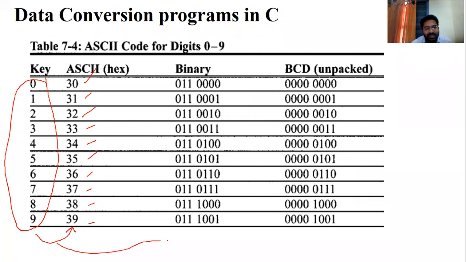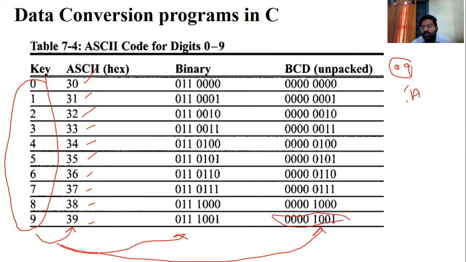Again, decimal to binary conversion, you know that. Then binary to decimal, and to unpacked BCD. Do you know what unpacked BCD is? Unpacked BCD means you can represent only the numbers 0 to 9. See this, up to 9 only.